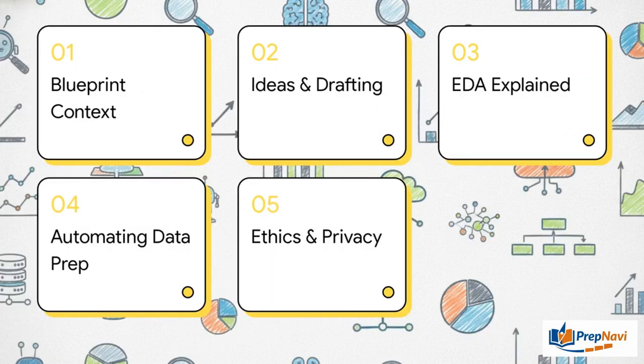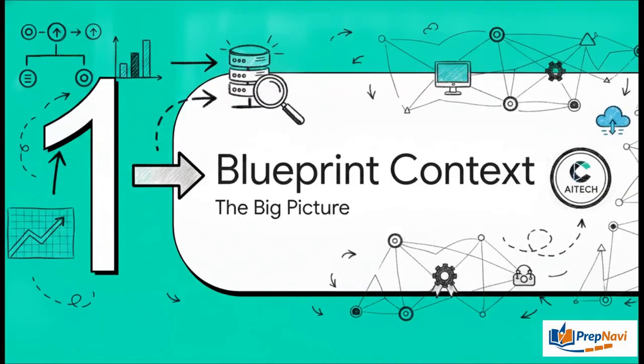Okay, here's our agenda for today. We're going to cover: 1. The blueprint context, 2. Sparking ideas and drafting, 3. Exploratory data analysis explained, 4. Automating messy data prep, and 5. Ethics and data privacy. Starting off with Section 1, the blueprint context.